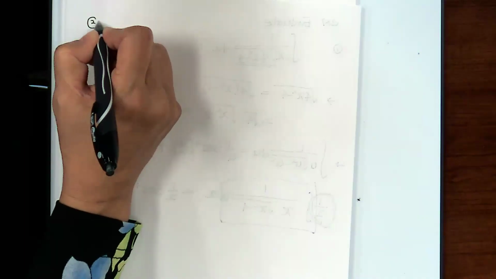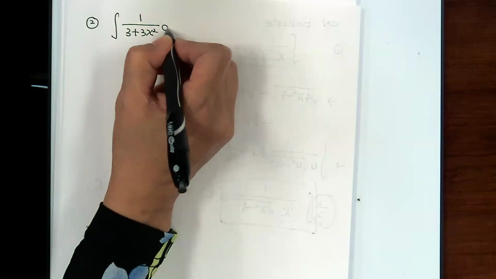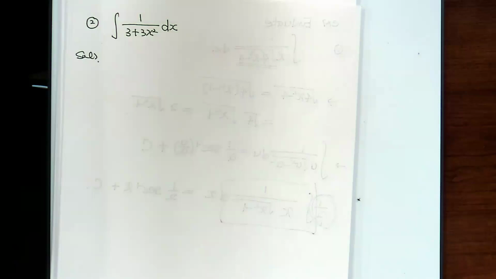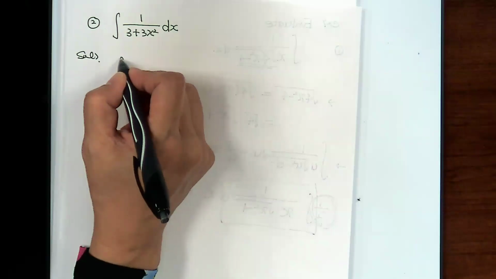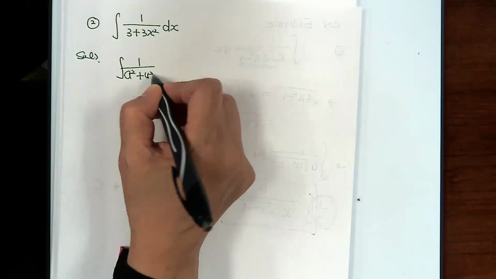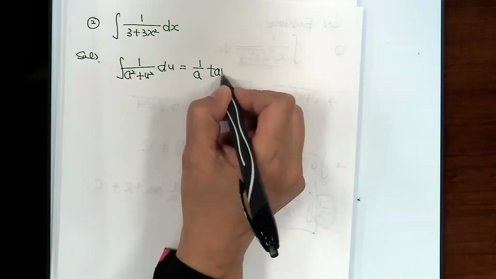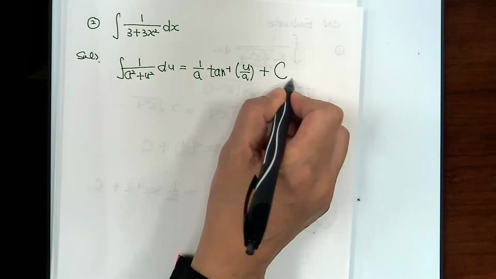The next one is the integral of 1 over 3 plus 3x squared dx. There is no square root, so that's something to do with inverse tangent. Let me write it down again. The integral of 1 over a squared plus u squared du is 1 over a tangent inverse of u over a plus c.